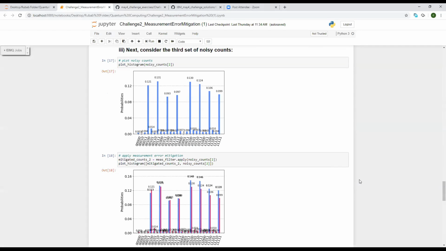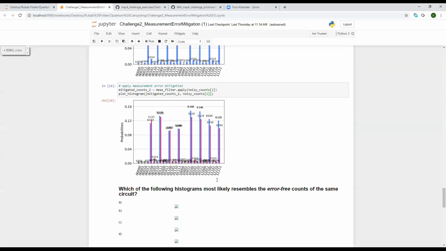Then we are given similarly the third set, and this one is a bit tricky. After mitigation, the pink ones here are the results full of errors, and the blue ones here are the error-free results. We see that after mitigation there are only pink ones, so this is not the error-free result. We are focused on the blue ones.